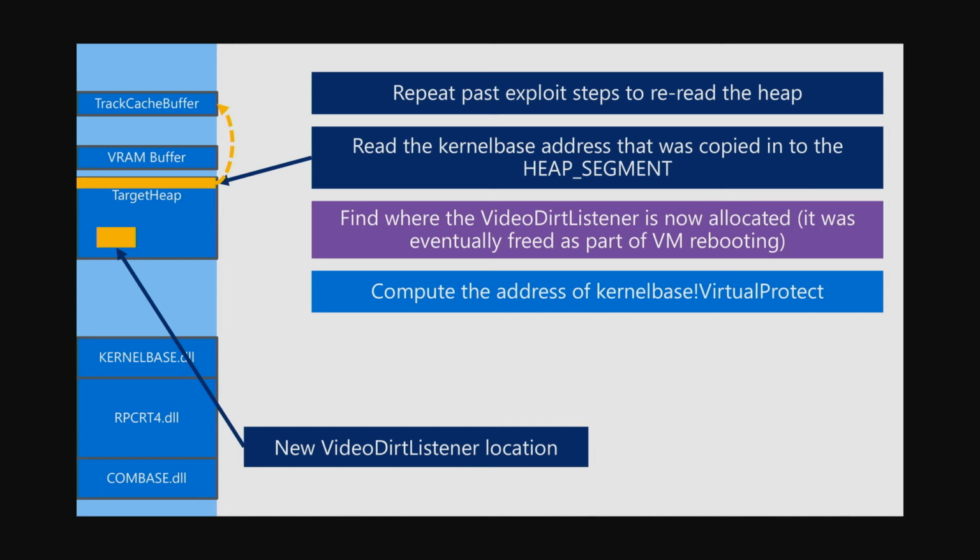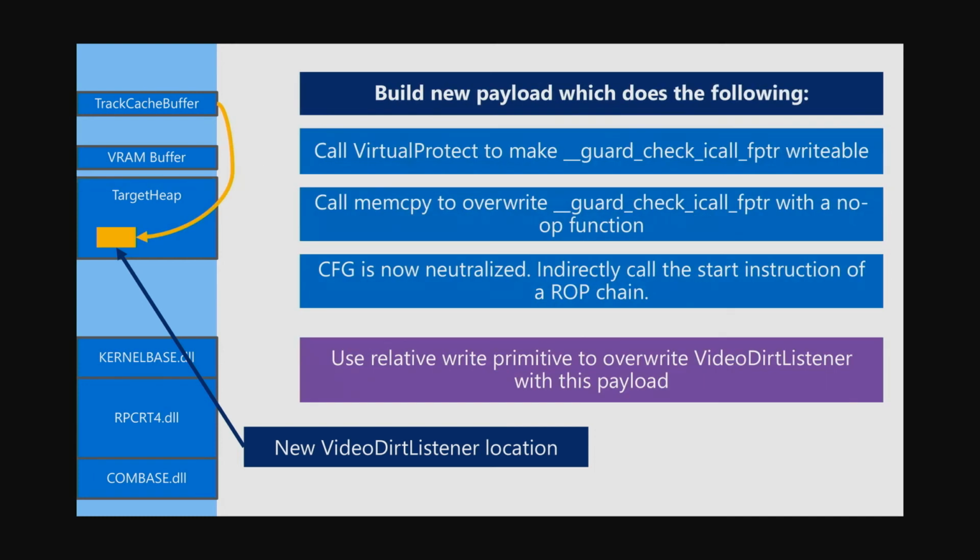I also need to rescan the target heap to find a new VideoDirtListener object, because the VideoDirtListeners all got freed and then reallocated. So I find that new VideoDirtListener object. And now that I know the address of the kernel base DLL, I can compute the address of the VirtualProtect function located inside of it. If you wanted to be a little bit more professional, I guess you would go and read the export address table of the kernel base DLL so that you wouldn't need hard-coded offsets, but I didn't have time to do that.